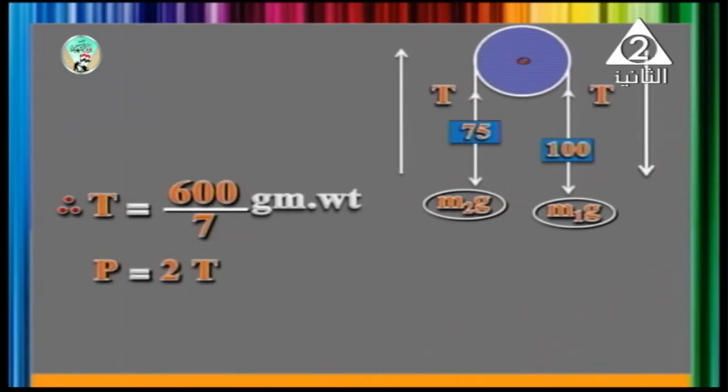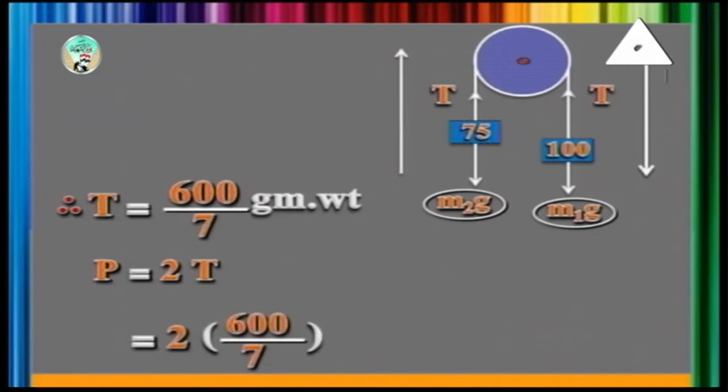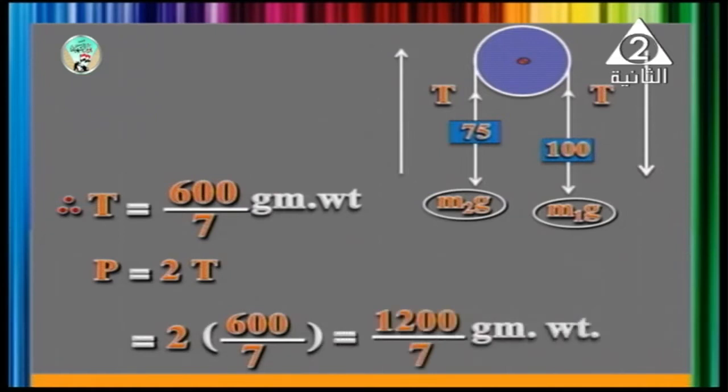What is the pressure? In this case, the pressure of the pulley equals the tension T. By substitution, T equals 600 over 7, then the pressure of the pulley equals 1200 over 7 gram weight. Now we move to another example.